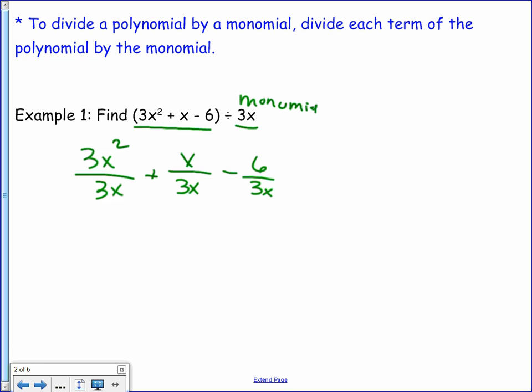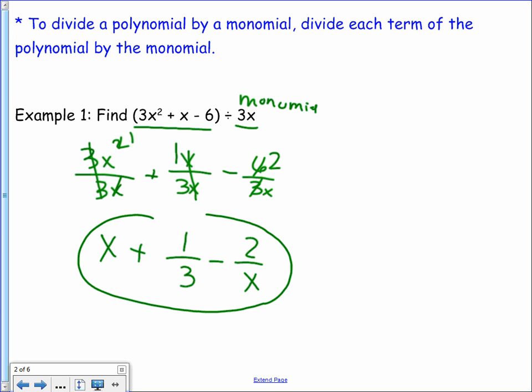So we divided the polynomial into each term, and then we're going to divide each of those terms by the monomial 3x. Now 3x squared divided by 3x is just going to be 1x. The 3's cancel out and one of the x's cancel out. Now x divided by 3x, the x's will cancel out, so we'll be left with 1 over 3, minus 3 goes into 6 twice, so 2 over x. And then that is the new polynomial we're left with.